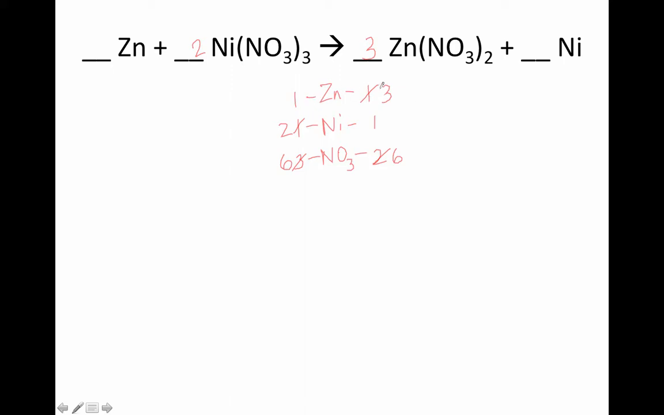Okay, let's look at zincs first. There's 3 over here and there's 1 over here. I need 3 zincs on this side. How do I do that? Well, multiply this 1 zinc by 3. 3 times 1 gives me 3 zincs. If you guys notice, I'm just crossing out how many I had and putting my new total over here. Okay, so now I have 2 nickels on this side. I need 2 nickels on that side. 2 times 1 gives me 2. 3 and 3, 2 and 2, 6 and 6. All seems to be good, right?